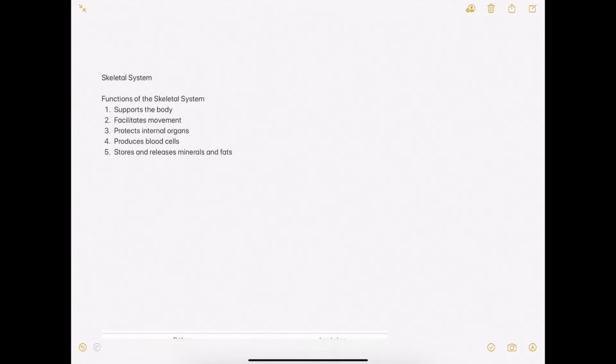The fourth one here is that it produces blood cells. Now, when you think about a bone, there's the exterior portion, which we typically see if we looked at a bone, and then there's the interior portion, the portion that we can only see if we cut a bone open. The interior portion of the bone is called the bone marrow, which you probably heard of before. Then there are 2 types of bone marrow. There's yellow marrow and red marrow.